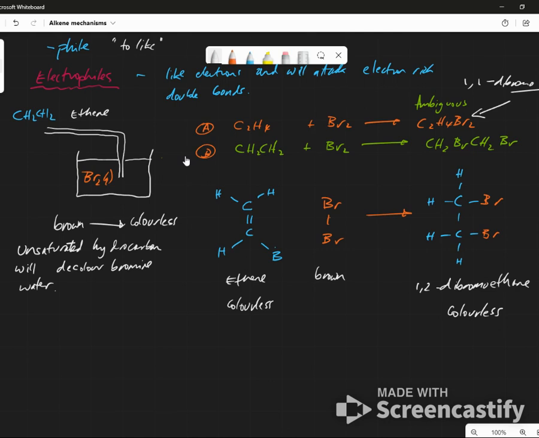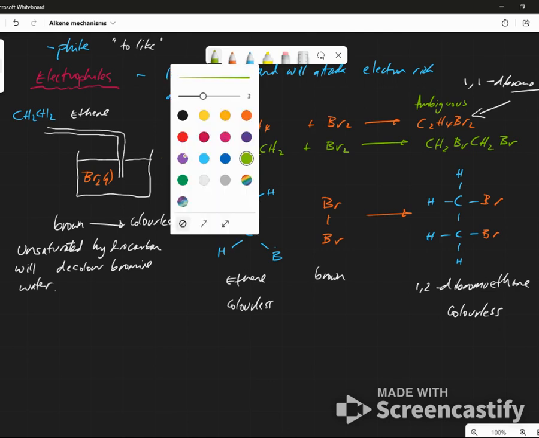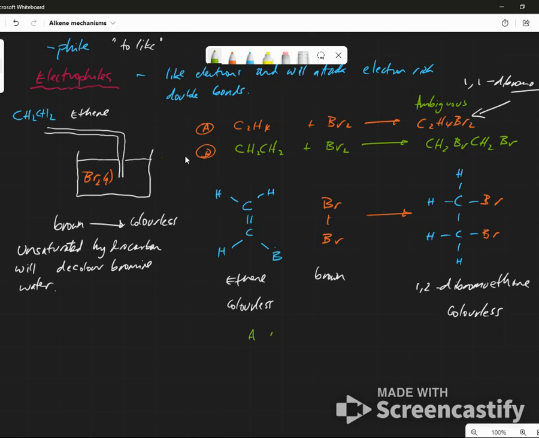Now, again, from Form 5 stuff, which you should remember, when A plus B gives one thing, C, that type of reaction is known as an addition reaction. So we say the bromine adds to the ethene in an addition reaction. An addition reaction is when two things become one thing. That's all very well and good, but unfortunately, guys, we've just done Form 5 chemistry. We haven't done anything clever yet, I'm afraid.